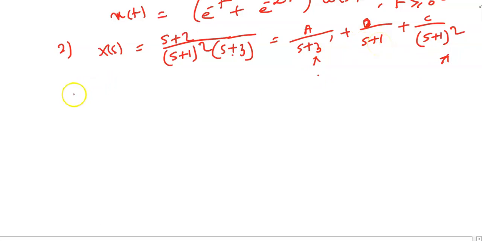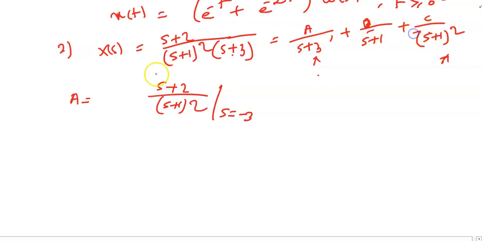Like, let's see a, you can easily multiply s plus 3 on both sides. So (s plus 2) upon (s plus 1) square evaluated at s equal to minus 3. When I put s equal to minus 3, these terms become 0, and we have only a. So minus 3 plus 2 upon (minus 3 plus 1) square. So ultimately you get minus 1 upon 4.